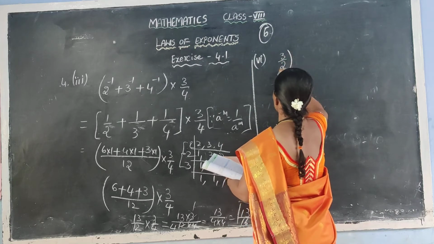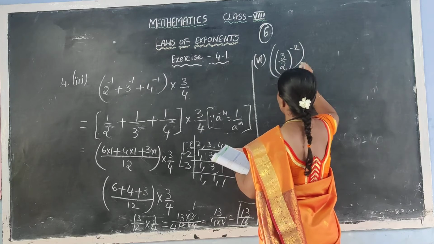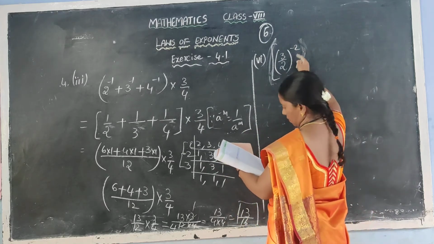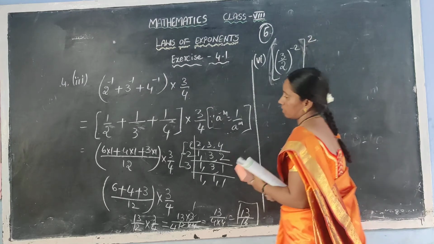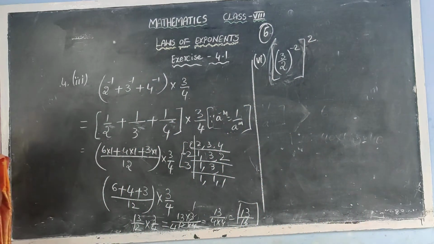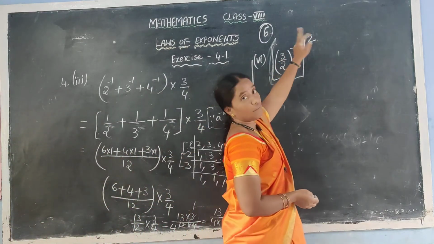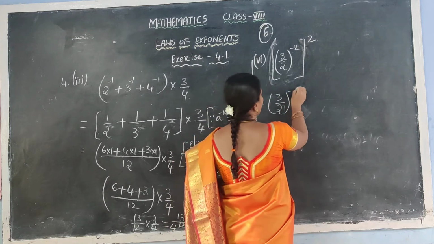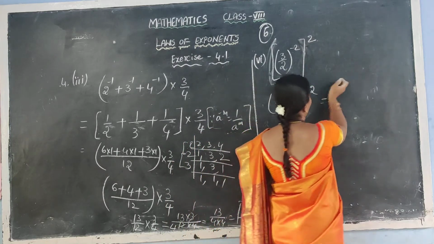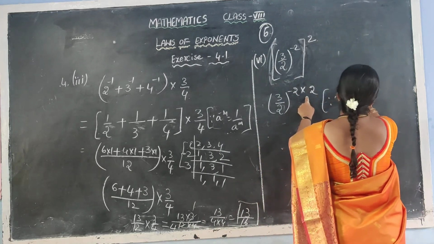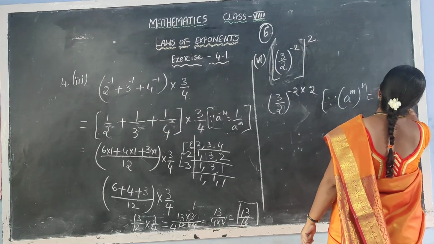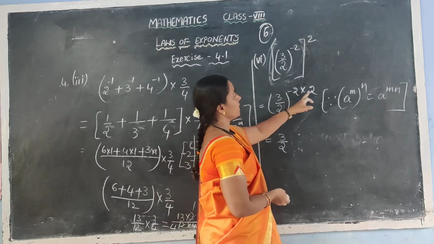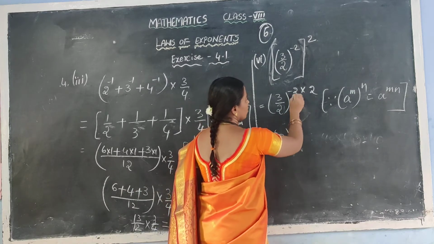3 by 2 whole power minus 2, the whole to the power of 2. By seeing the quotient, you have to get the law. See here, it is an exponent of an exponent. So we should multiply the exponents, no? So 3 by 2 whole to the power of minus 2 into 2. Minus 2 2s are minus 4.